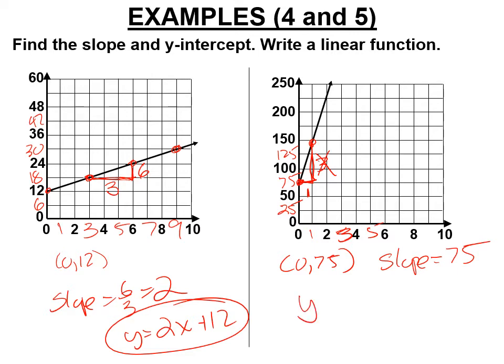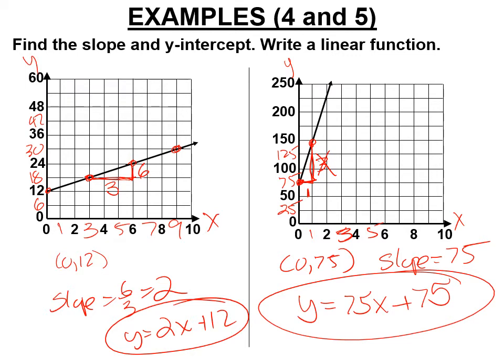So the equation here is y equals, and I should have written y and x on these, by the way. Y equals 75x. Whoops, nope, the slope is 75. Oh, and the y-intercept is 75. Y equals 75x plus 75.